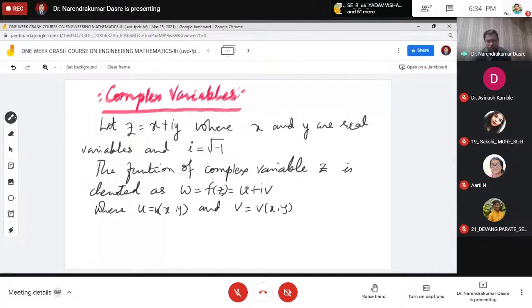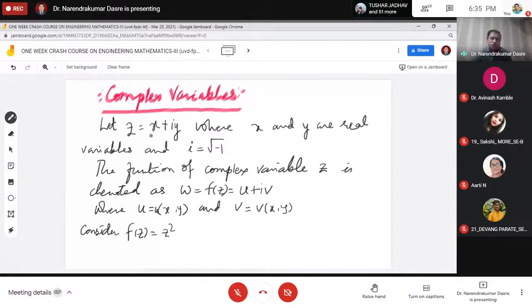Okay, so as x is the real part of z and y is the imaginary part of z, the same is followed in the function. So u is the real part of this f of z, and v is the imaginary part of this f of z. So let us try with one function and see how u is going to be a function of x and y and v is going to be a function of x and y. Okay, so we consider a simple function, f of z is equal to z square.